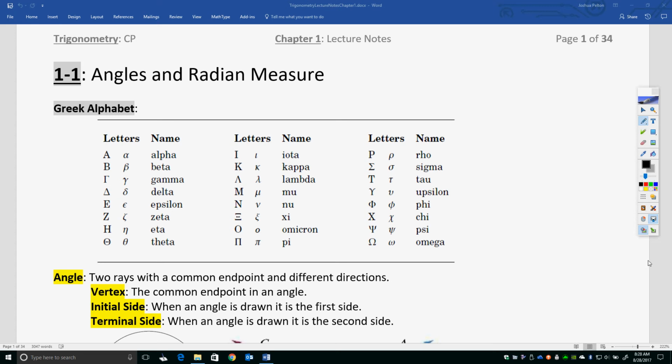This is Professor Pelton. This is Trigonometry, Chapter 1, Section 1, Angles and Radian Measures. For this course, we'll be using the Greek alphabet consistently in all the chapters.